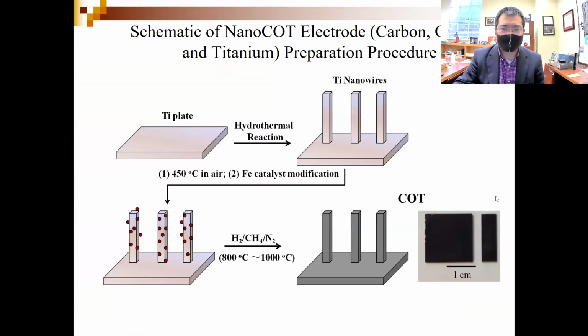The fabrication of this electrode is really straightforward. We have an electropolished electrode made from a titanium plate, and we nanostructure the surface by hydrothermal reaction, producing high surface area nanowires of titanium, which we further modify with catalysts so that you can produce a COT on top of that through a one-step chemical vapor deposition.